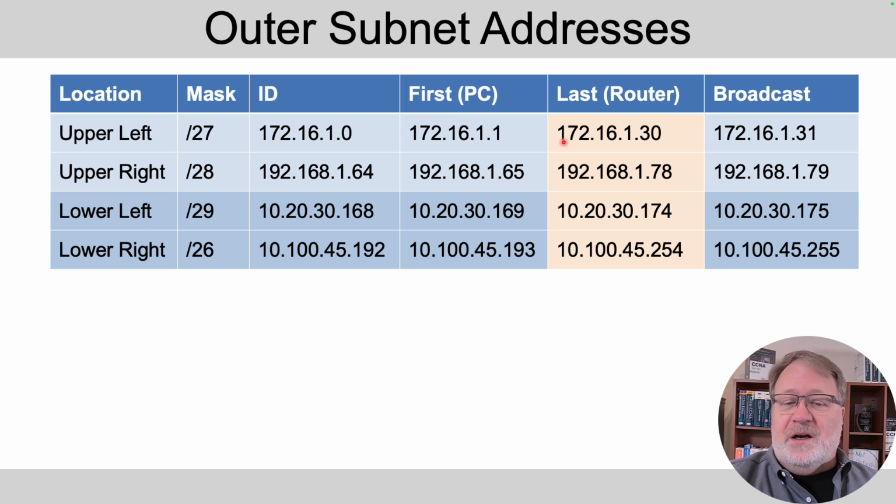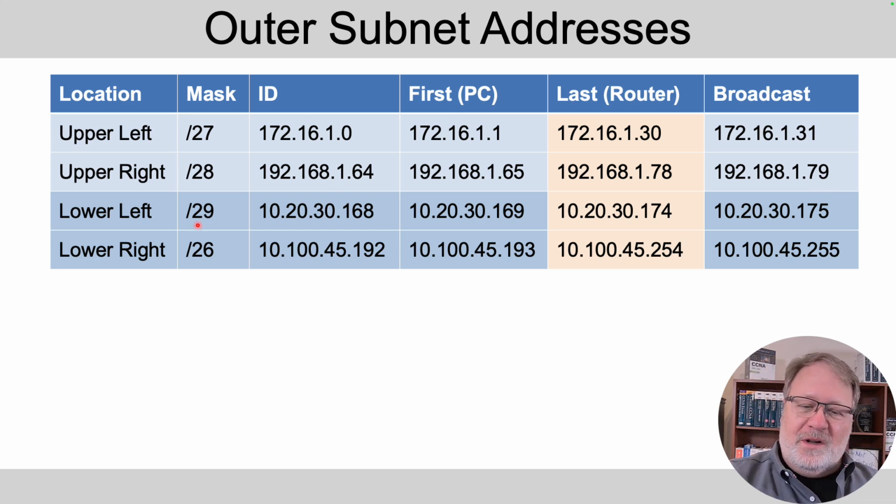All right, if we follow that logic through the other 3 subnets, we see this upper right subnet, which had a mask of /28. Its subnet ID happened to end in .64, so its first address is 1 bigger, .65. Its last address turns out to be .78, with .79 as the broadcast address.